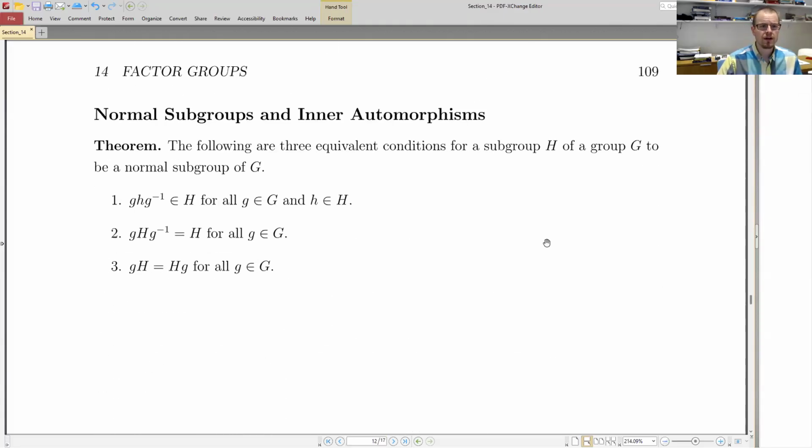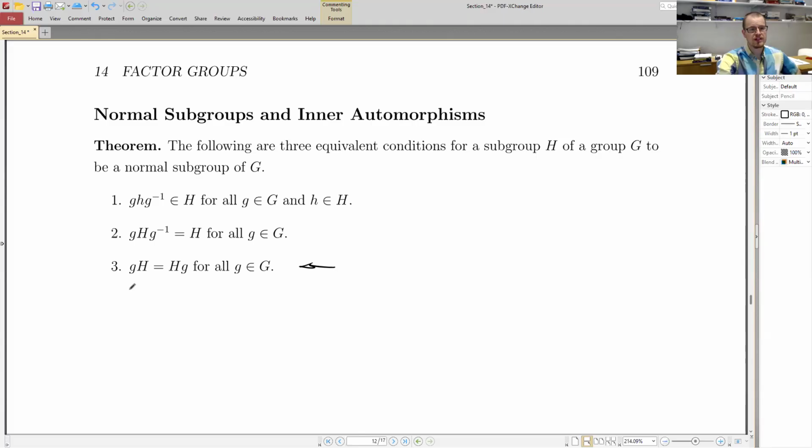All right, so normal subgroups and inner automorphisms. I want to present a good understanding of normal subgroups. There are different ways that we can represent normal subgroups. The way that we have defined a subgroup to be normal is if the left and right cosets are the same.